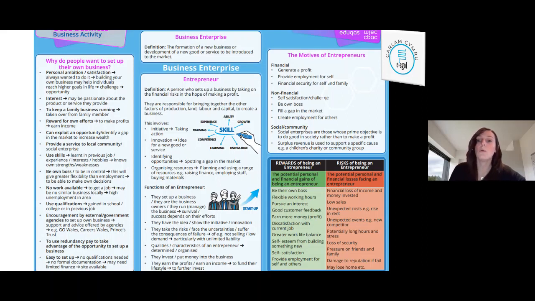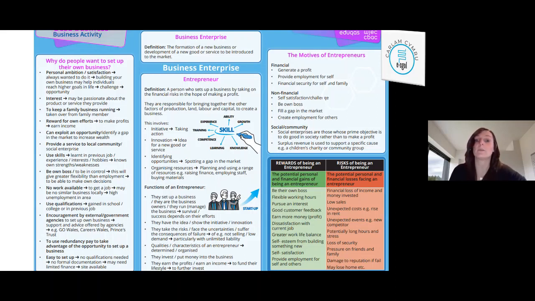Okay, so what motivates an entrepreneur? Well, you've got financial, so things like profit, employment for the self. They know they're working for their own family, the financial security for the family. They've got non-financial, like self-satisfaction, maybe being your own boss, filling the gap in the market.